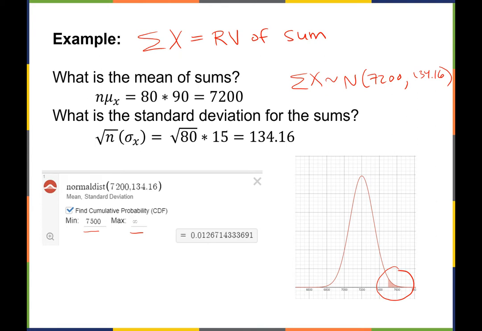So pretty small percent. So let's recap what we did. We wanted to find some probability about the sum of these 80 values. So we calculated the new mean and the new standard deviation for the random variable that is the sum, and we used the normal distribution calculator in Desmos.